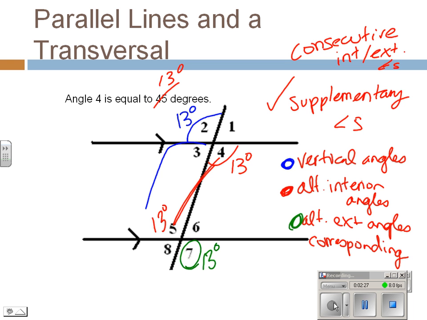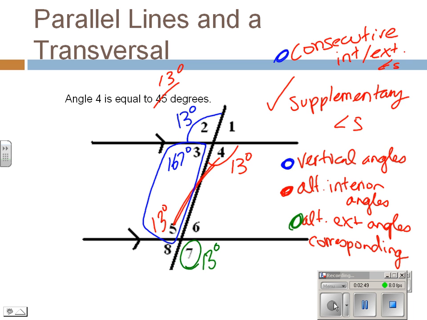Let's go ahead and use consecutive. So I'll use 3 and 5 are consecutive interior angles, and they're supposed to add up to 180 degrees, so this should be 167 degrees. I'm going to use, what do we have left? Let's see.